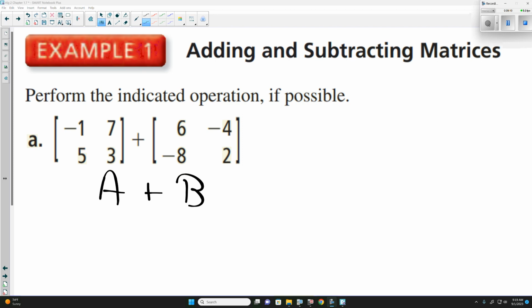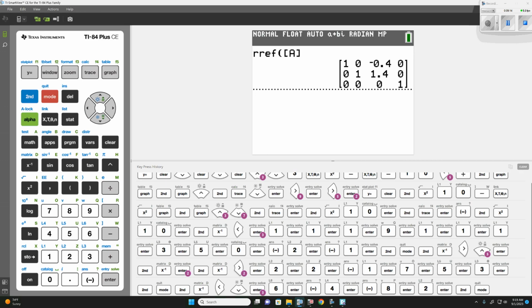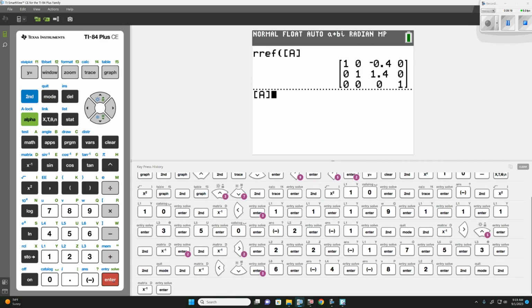So we want to add these together. Yes? So what we can do in the calculator, first thing we can do is recall matrix A. So second matrix A. And we want to add to it second matrix B. And we get this here: 5, 3, negative 3, 5.